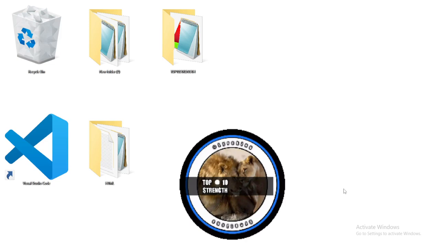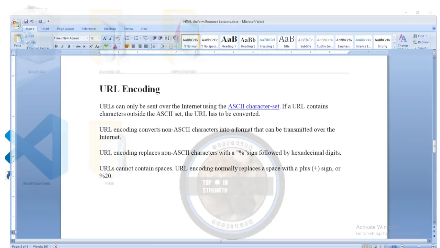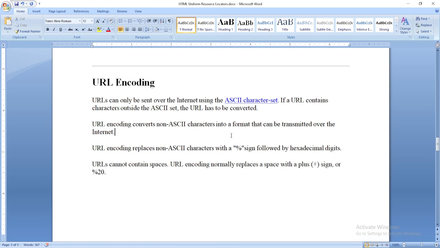Welcome back, everyone. Quickly, let's continue our discussion on HTML uniform resource locators. And right now, we'll be discussing URL encoding.